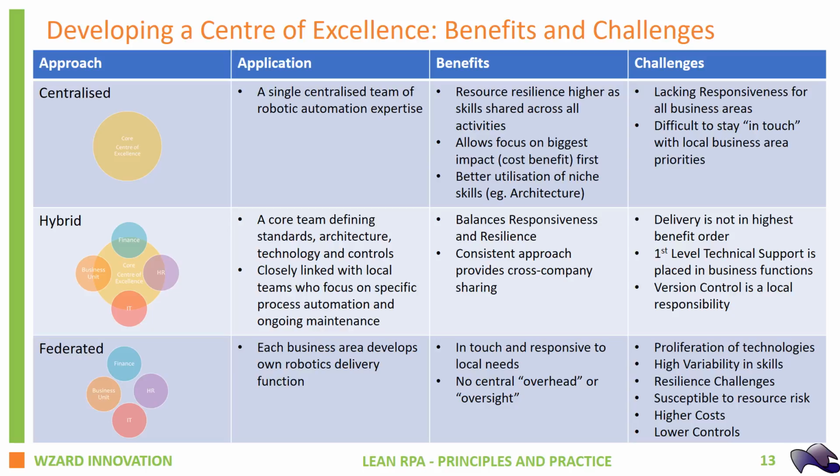Delivery is not always in the highest benefit order, as some of the local teams will develop automations with a lower benefit than a different team. The first level of technical support is placed within the business functions, and this will be highly dependent upon the technology choice as to what extent that can happen. Same with version control. Depending on the technology choice, version control becomes a local responsibility, which is fine if it's embedded within the software, but more challenging if it's something you have to do as an extra process step.